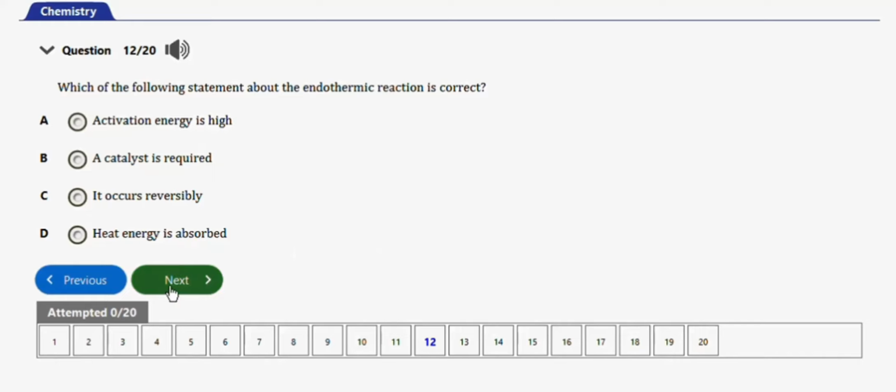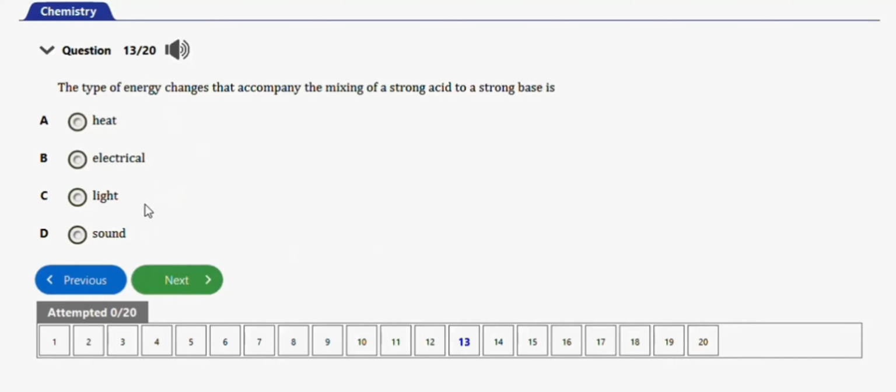Next question is this one. It says, the type of energy change that accompanies the addition of a strong acid to a strong base is heat. Alright, option A is obvious. Next question is this one. It says, the energy involved when magnesium burns in air is in the form of light and heat. Very important, option D.